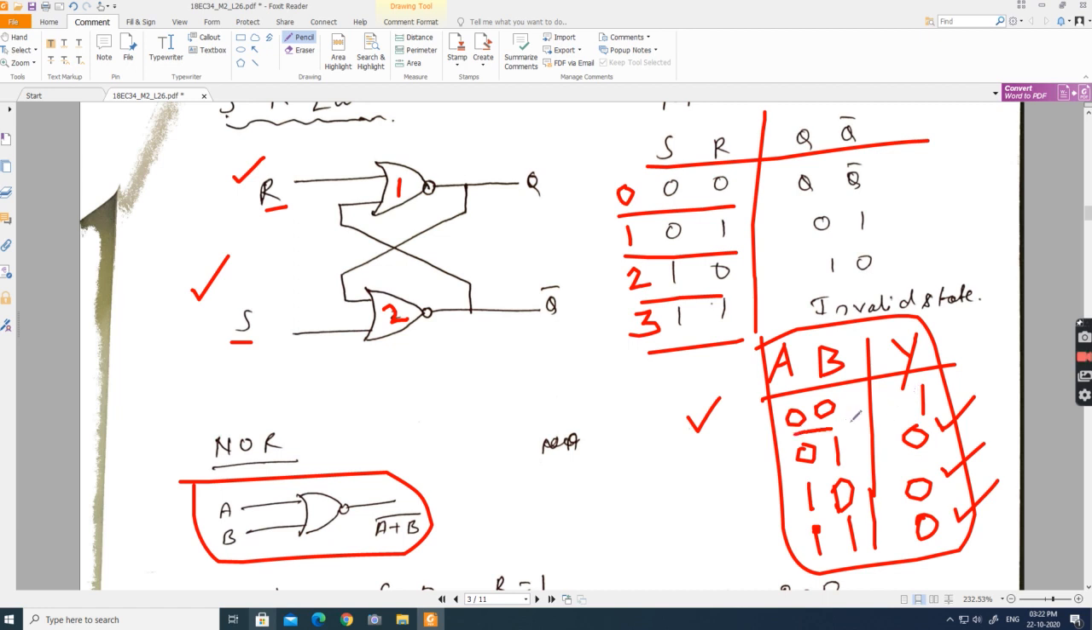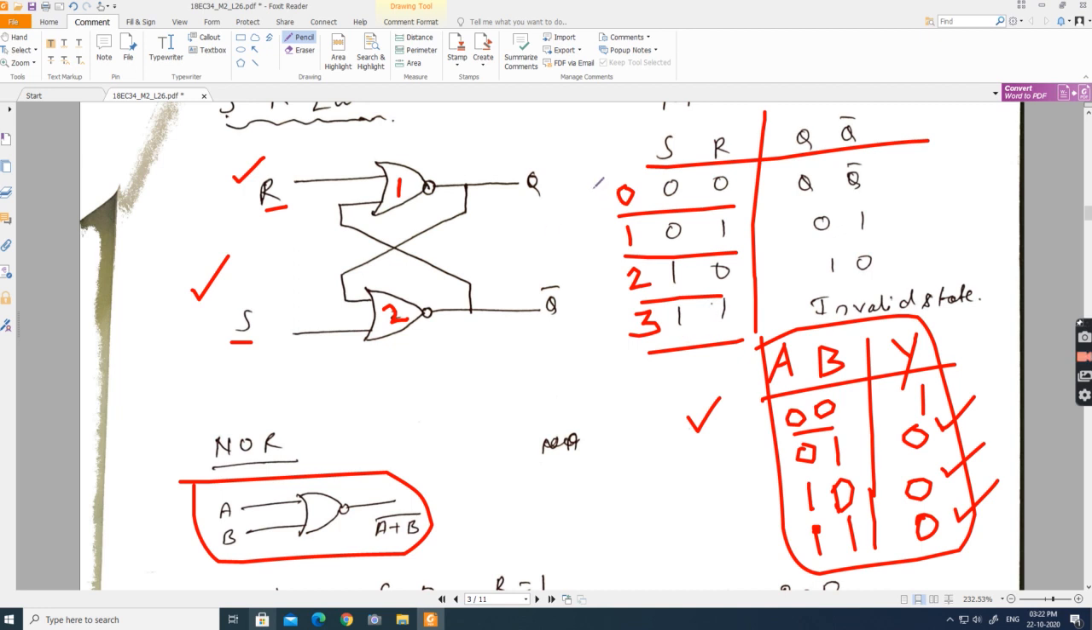Here, if 0 0, what happens? Output is 1. If 0 1, what happens? Output is 0. If 1 0, what happens? Output is 0. The output depends on the 1 for a NOR gate rather than the 0. Is my point clear? Yes, sir. So who is the deciding factor? 1 is the deciding factor.